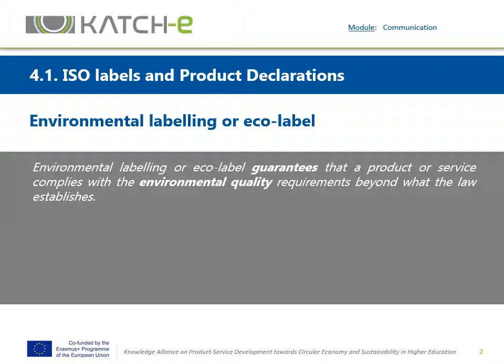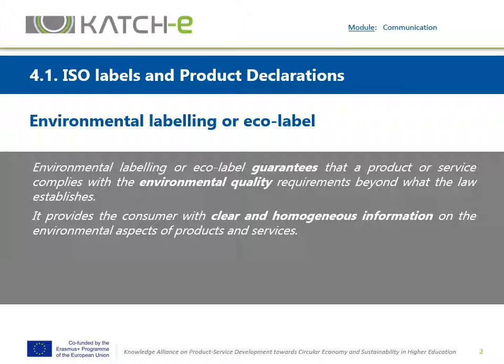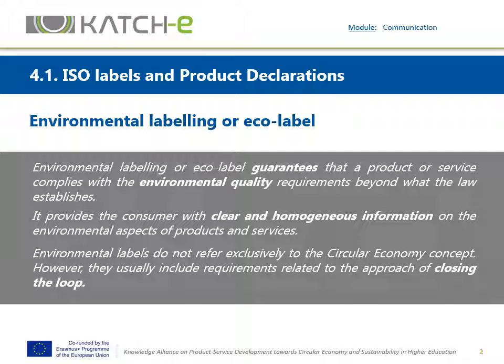We will start by defining ISO labels and product declarations, and later we'll see labels based on the lifespan of a product. Environmental labeling, or eco-label, guarantees that a product or service complies with the environmental quality requirements beyond what the law establishes. It provides the consumer with clear and homogeneous information on the environmental aspects of products and services. Environmental labels do not refer exclusively to the circular economy concept. However, they usually include requirements related to the approach of closing the loop.